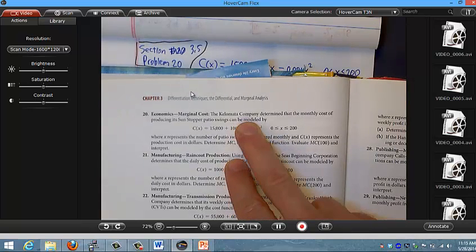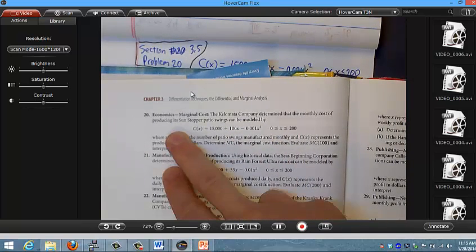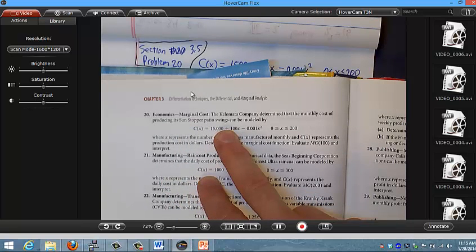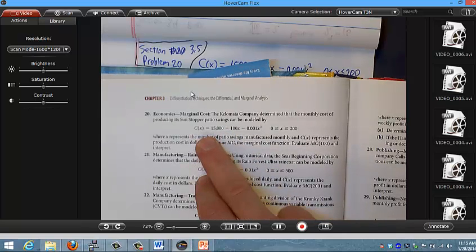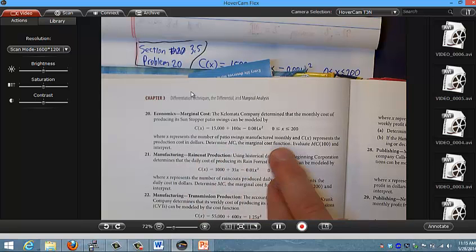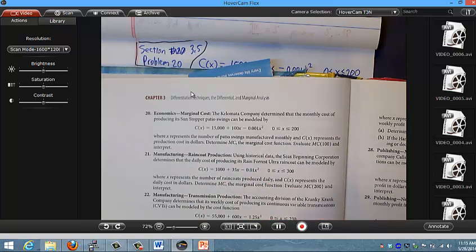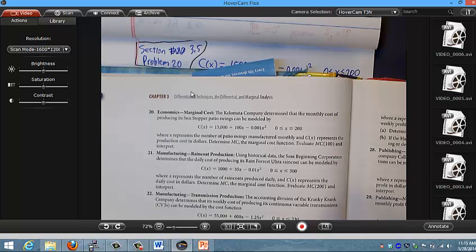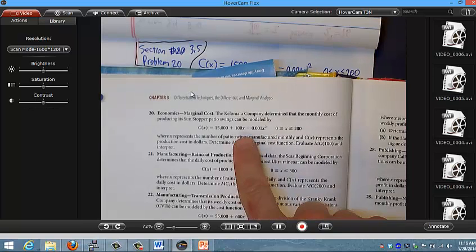Kilomata Company producing stun stopper patio swings. Wow, what a great product, right? So it says that the cost of producing these swings is modeled like this, where X is the number of swings manufactured monthly. Pretty good business, right? Going to manufacture from 0 to 200 swings. What do you think those run for? You're going to sell those for? Come on, some of you guys are in marketing. What are you going to sell a patio swing for? How much? $300? All right. So they say X is the number of swings.